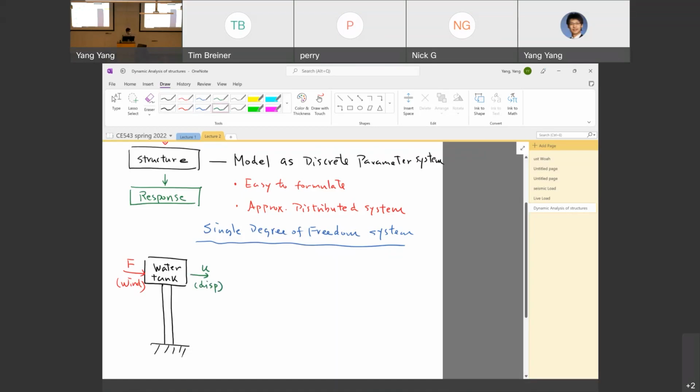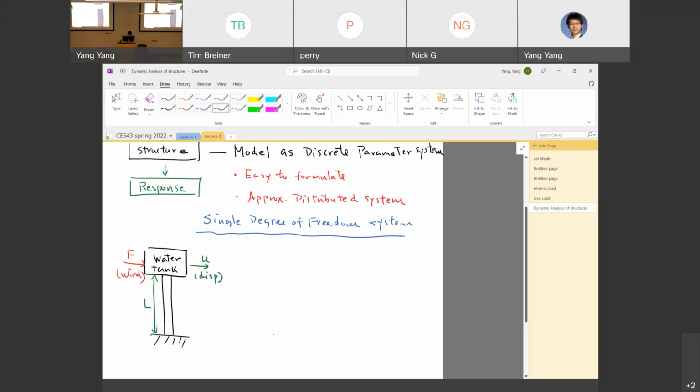And per structural analysis, we know the displacement is a function of the height of the column as well as the lateral rigidity of the column. We need to know the height of the column, and we also need to know the lateral rigidity of that column, so E times moment of inertia.